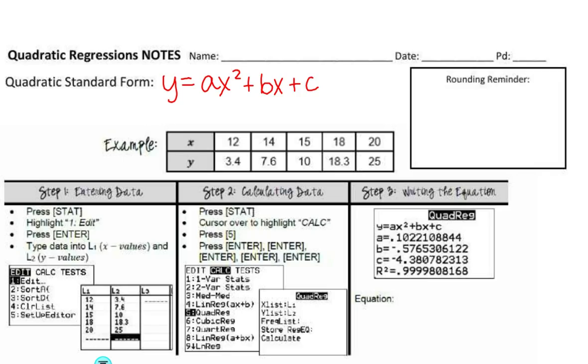You're going to be learning a lot of calculator steps today, so make sure you have your calculator with you. I'd go ahead and clear it out. Second plus 7, 1, 2. First thing right here, don't forget what our quadratic standard form is. Y equals ax squared plus bx plus c, where a, b, and c are just representing some number.